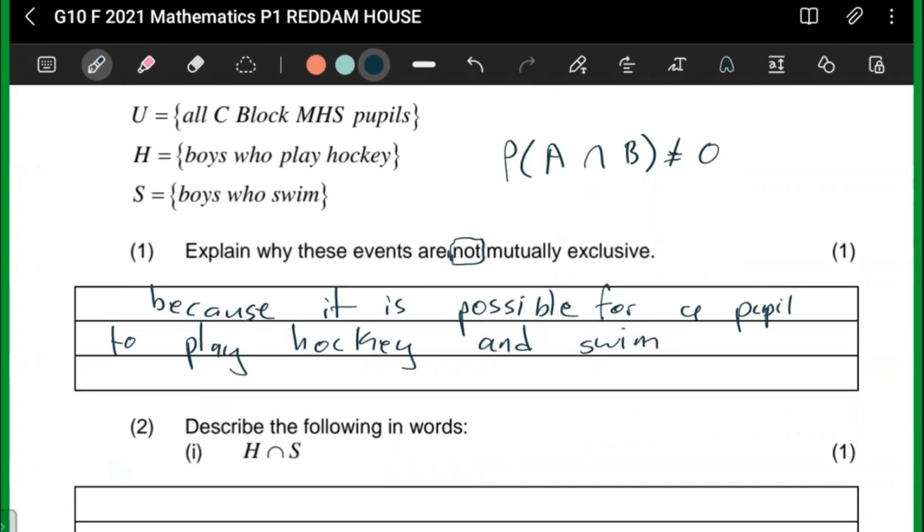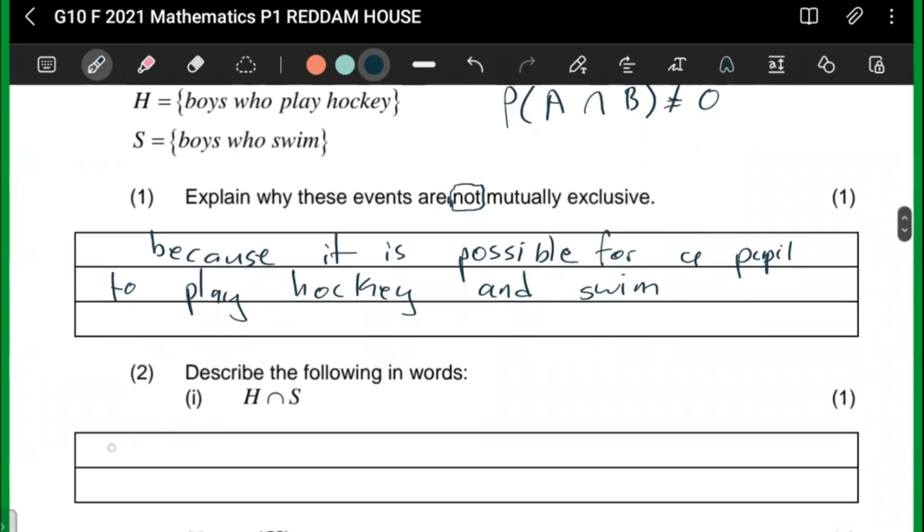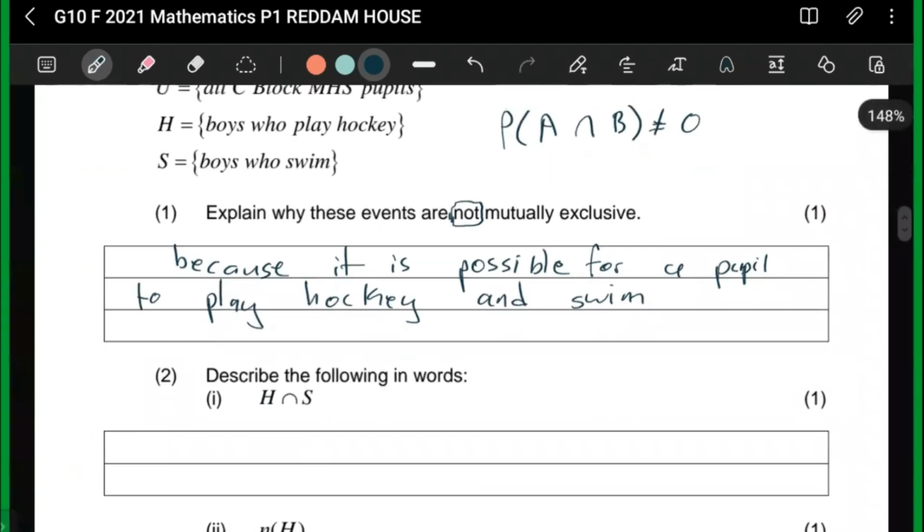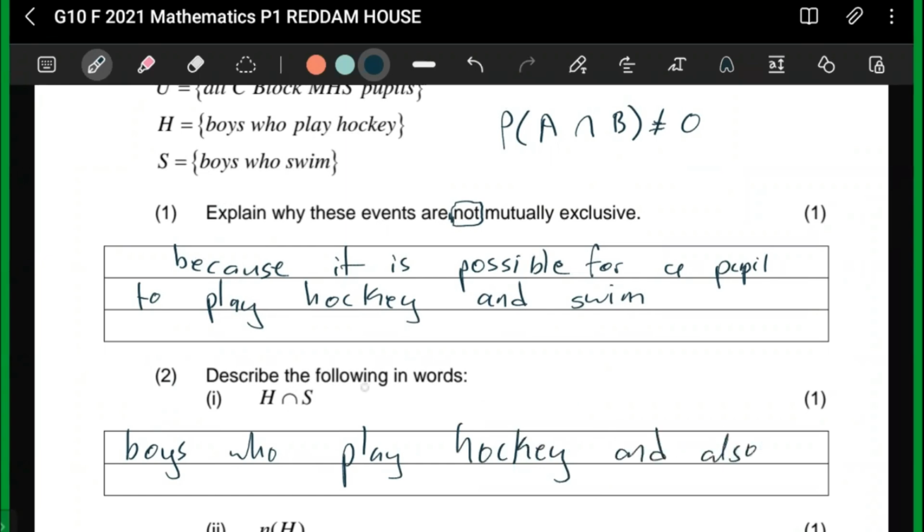They say here, describe the following in words. So this is saying the union. This is saying boys who play hockey and boys who swim. Boys who play hockey and also swim, or boys who play hockey or also swim, or boys who play hockey and also swim. That's the simple definition there, hence just the 1 mark question.